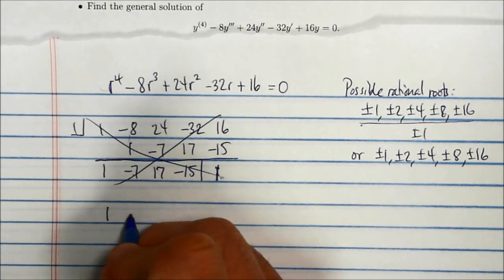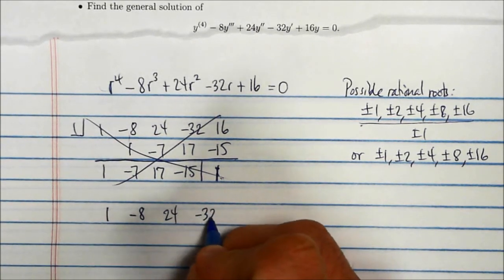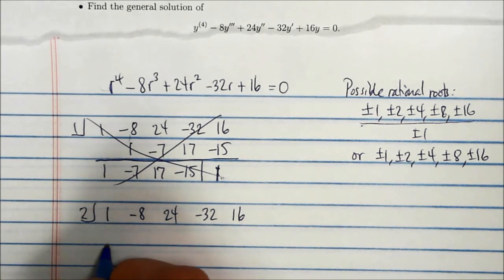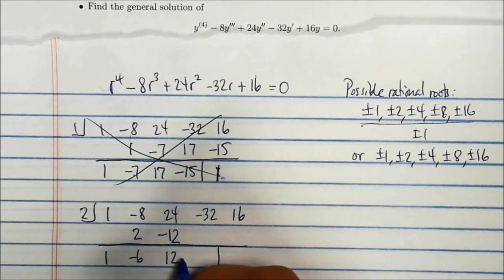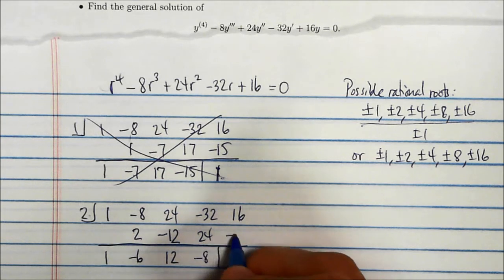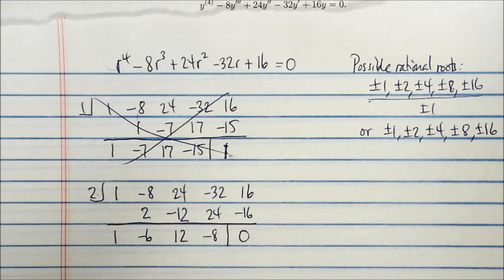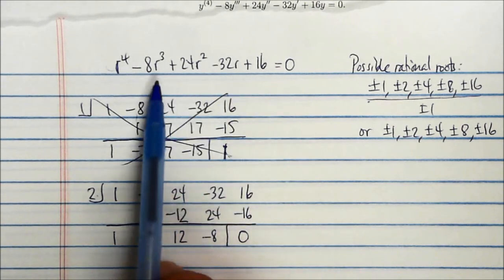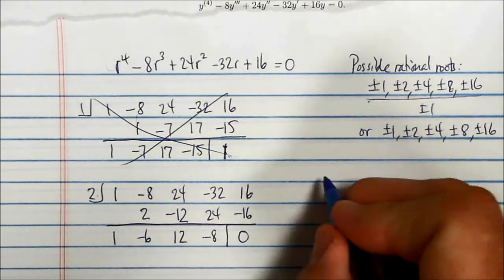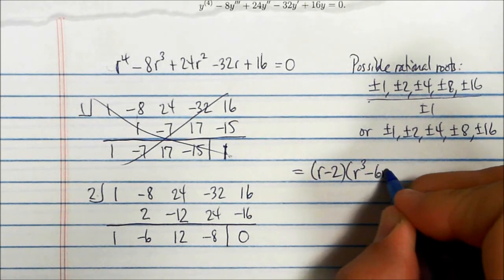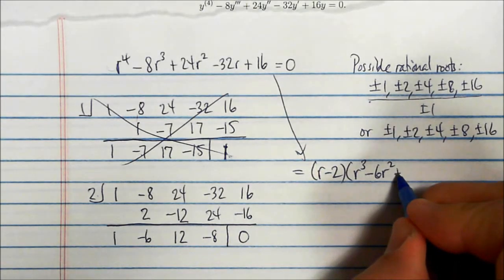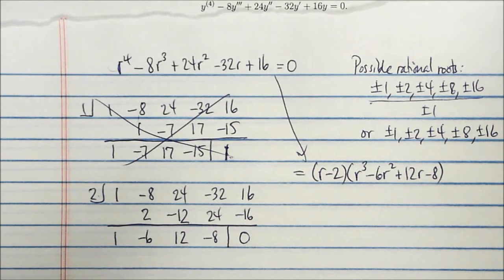Try again. 1, negative 8, 24, negative 32, 16. And this time, let's try out 2. 1, 2, negative 6, negative 12, 12, 24. Negative 32 plus 24 makes negative 8. Multiply, negative 16, 0. So that works. So what I've done so far is I've established that r minus 2 is a root, and r cubed minus 6r squared plus 12r minus 8. So I've partially factored.